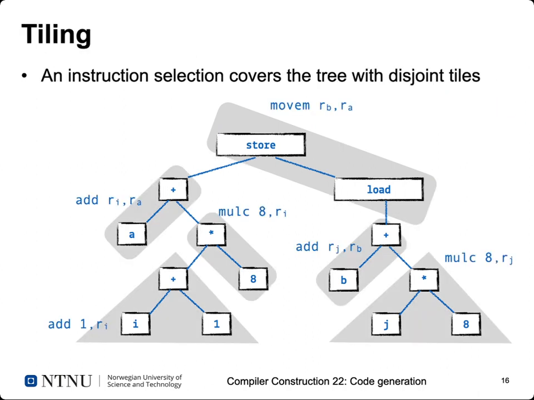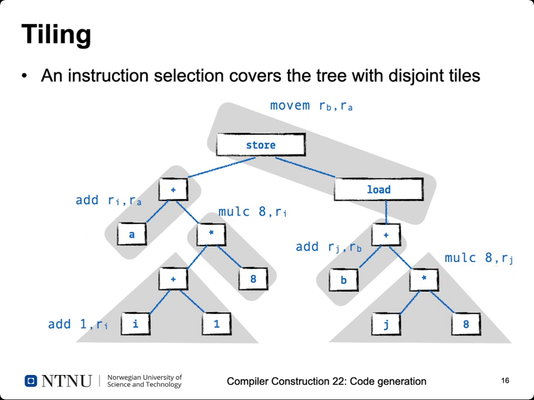So for generating code, we can perform tiling of our tree. A given instruction selection covers our tree with disjoint tiles. If we go back to our MoveM example, MoveM would represent the store and load operation here. Then we have our other operations calculating the offsets. So this j times 8 would be a mul_c operation here.